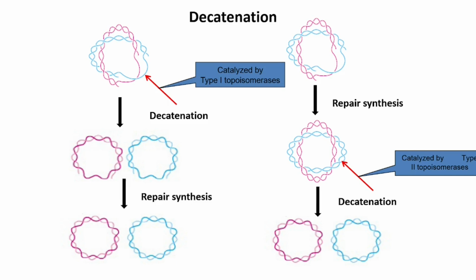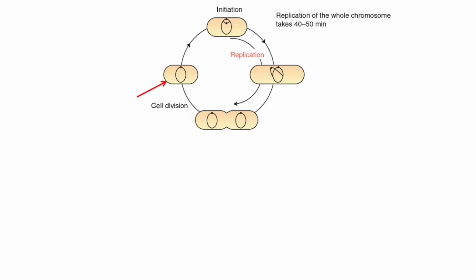Having talked about termination, let us now talk a little bit about how E. coli undergoes replication before cell division and how its replication is regulated. This is an E. coli cell and this is its origin of replication.